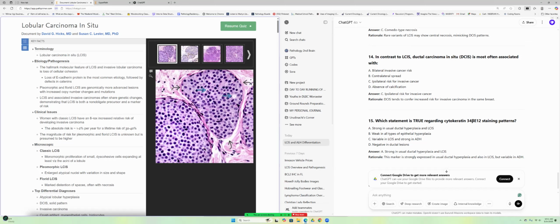In contrast to LCIS, ductal carcinoma in situ is most often associated with what? Natural risk for a basic... Yes. Which statement is true regarding cytokeratin 34βE12?